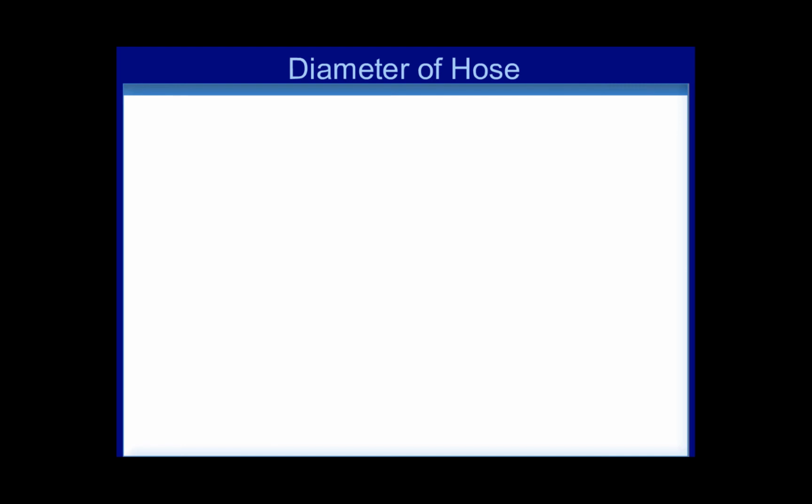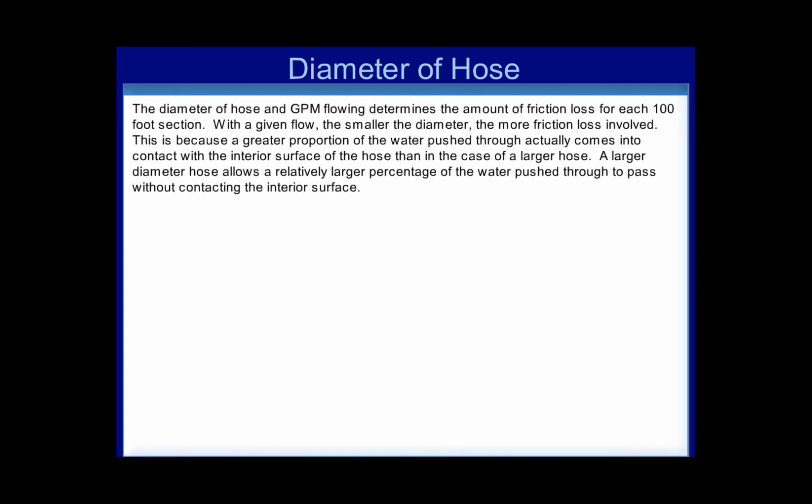Diameter of hose. The diameter of hose and GPM flowing determines the amount of friction loss for each 100-foot section. With a given flow, the smaller the diameter, the more friction loss involved. This is because a greater portion of the water pushed through actually comes into contact with the interior surface of the hose than in the case of the larger hose. A larger diameter hose allows a relatively larger percentage of the water pushed through to pass without contacting the interior surface.